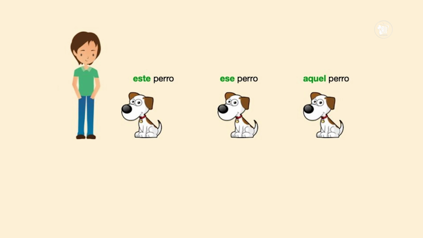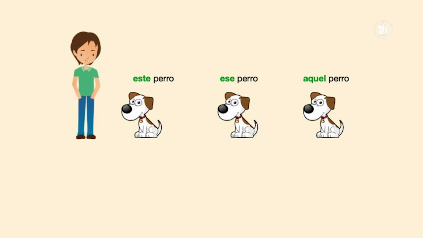While in English, we distinguish between two distances, this, these for short distance, and that and those for long distance, in Spanish, there are three distances. Of course there are, right? In Spanish, it's always the long way. So we have an example here, and we have 3 dogs.